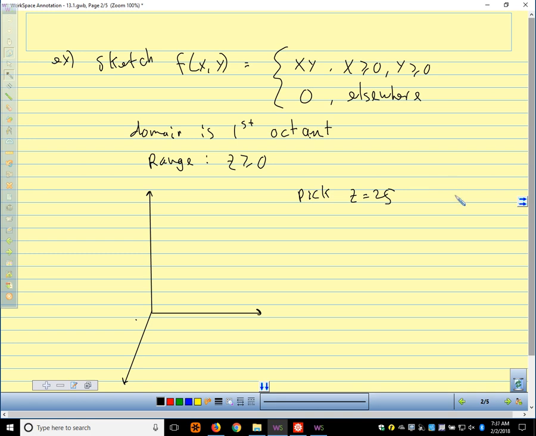Pick z equals 25, just because. Well, if z is 25, then x equals 25 over y, and y equals 25 over x. What are those things? What are the graphs? Those are hyperbolas. xy equals 25, that's a hyperbola, just like xy equals 1. So you get hyperbolas like this.